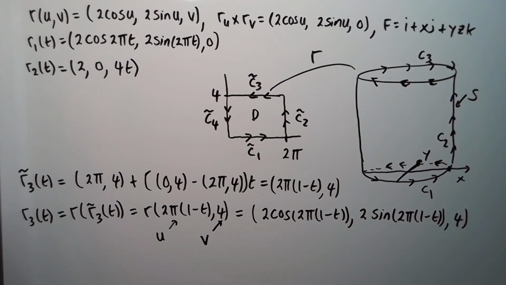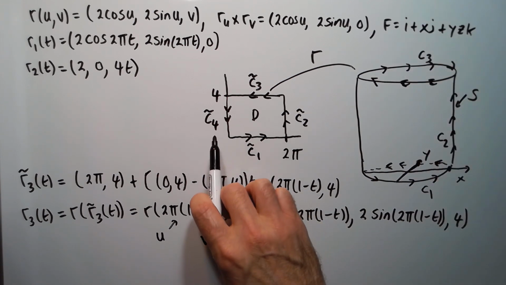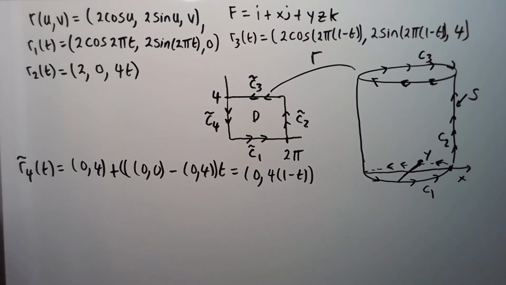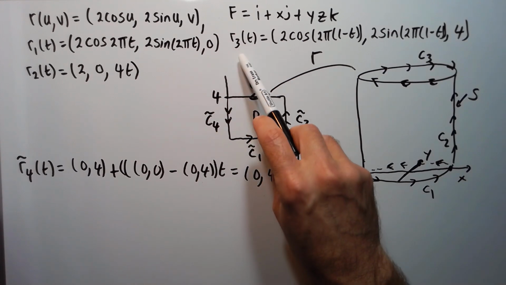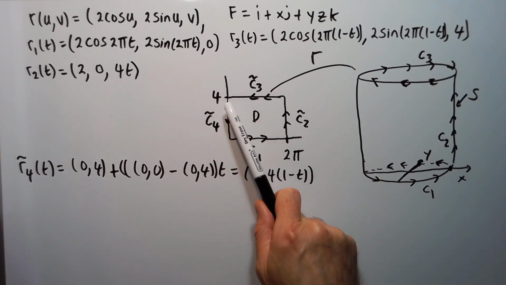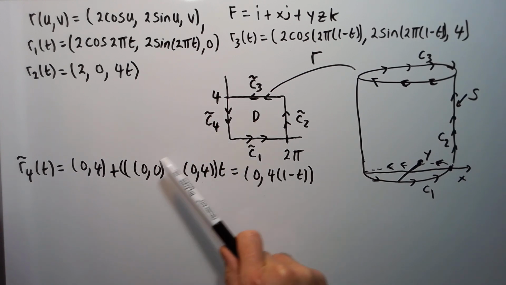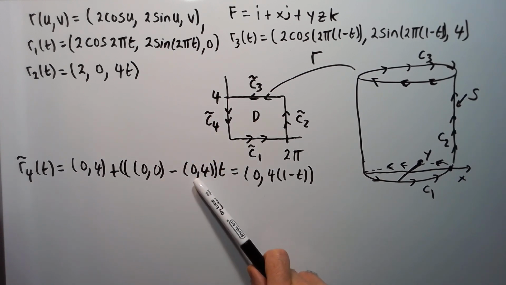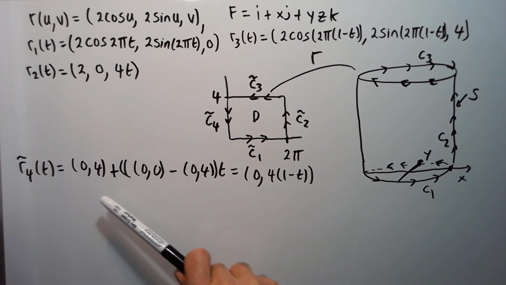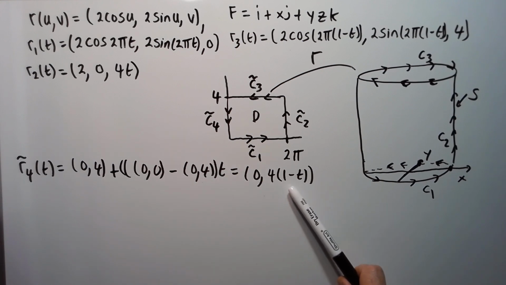Okay, let's do the last one now. Let's parameterize C4 tilde. Let's call it R4 tilde. So R4 tilde now, the start point would be 0, 4 plus the end point 0, 0 minus the start point. So working that out, the 0 here, and you have 4 here and here. I'm going to pull a 4 out. It'll be then 1 minus t in there.